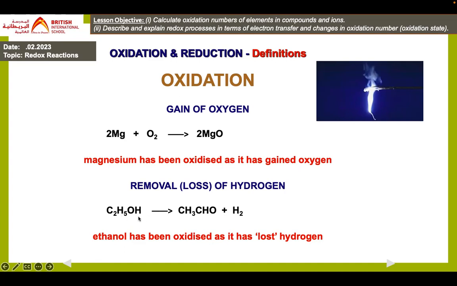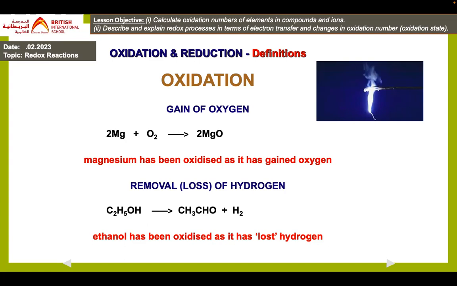See, there are 5 plus 1, 6 hydrogen at the reactant side, and at the product side, ethanol is losing hydrogen. 2 hydrogen have been separated here. So ethanol has lost some hydrogen. See, 3 plus 1, 4 hydrogen, and before the reaction, it had 6 hydrogen. So losing of hydrogen is also called oxidation.